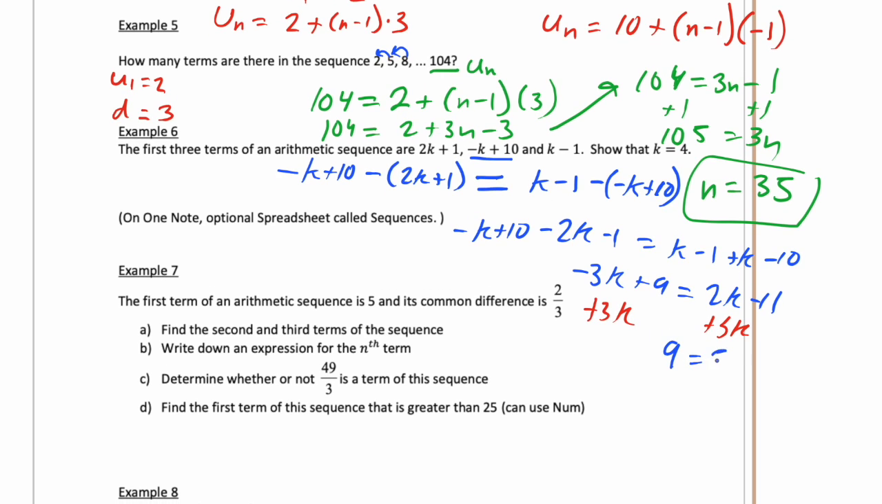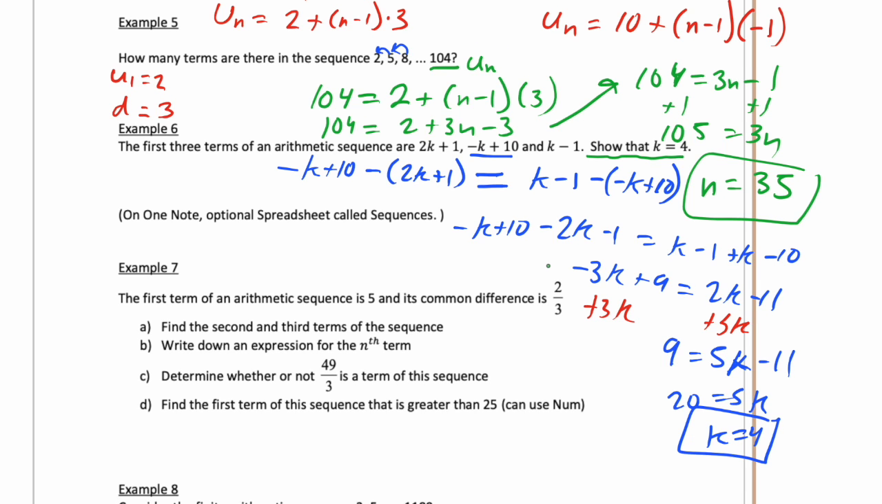We get 9 equals 5k minus 11. Add 11, we get 20 equals 5k. So k equals 4, which is correct. It's to show that question so you can easily check your answer.